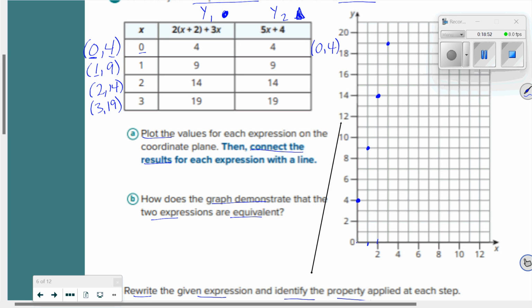Here's where you pull out your straight edge to make your line. You pull out your straight edge. You put the dot right at the end. You draw your line. It should look something like that.